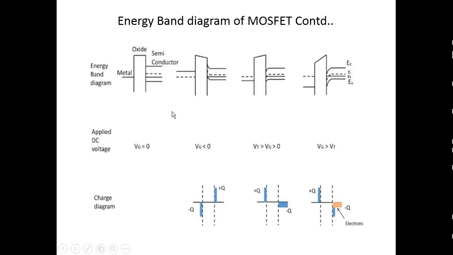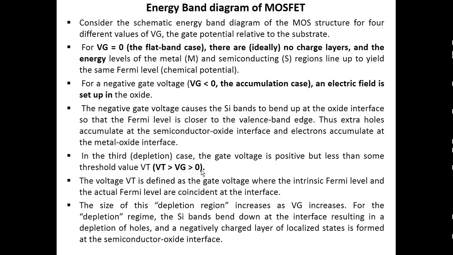Now we will see the second case, that is gate voltage Vg less than 0, that is negative. When you apply a gate voltage which is negative in nature, what happens? For a negative gate voltage, Vg less than 0, an electric field is set up in the oxide layer.